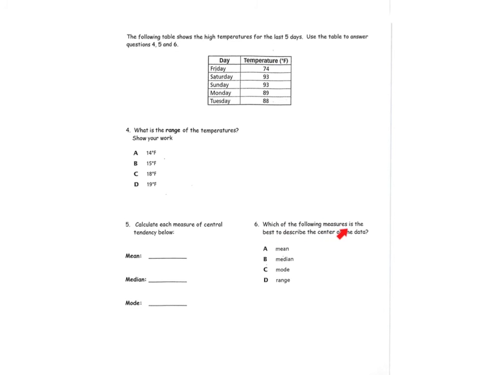Which of the following measures is the best to describe the center of the data? So the mean was 87 and 4/10. The median was 89. The mode was 93. And the range was 19. Please choose the answer that best describes the center of the data and press continue when you're finished.